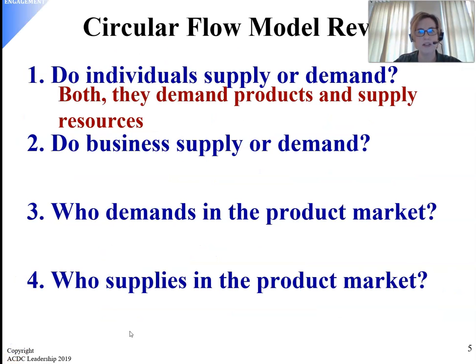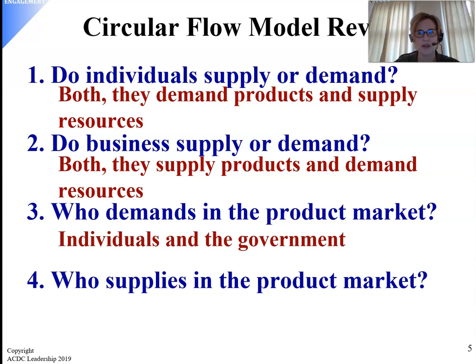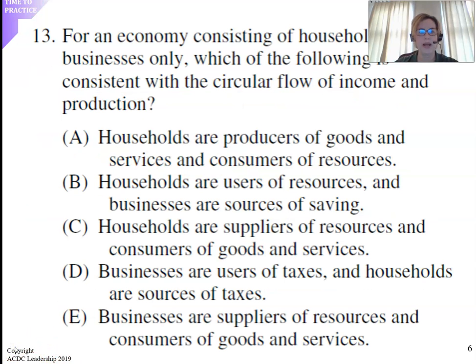To review the circular flow model, do individuals supply or demand? They do both. Individuals demand products and supply resources. How about businesses? Businesses do both as well. They supply products and they demand resources. Who demands in the product market? Individuals as well as the government. And who supplies in the product market are businesses. Here's a practice question, and the answer is C.